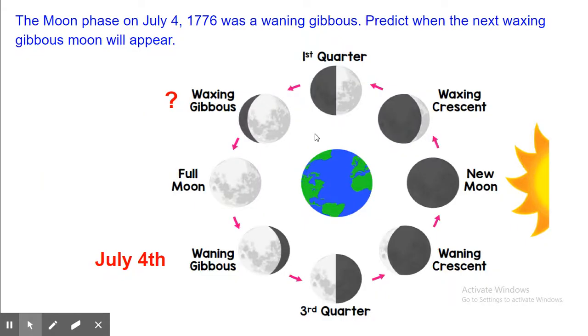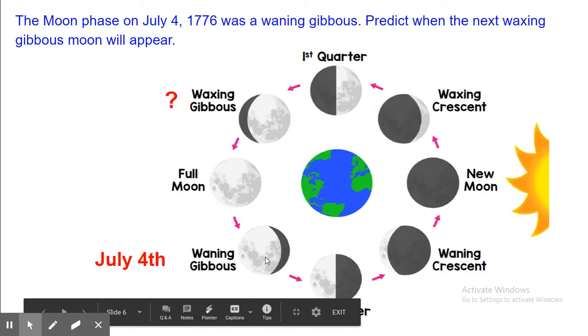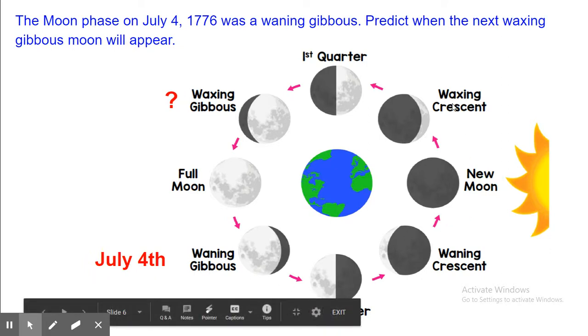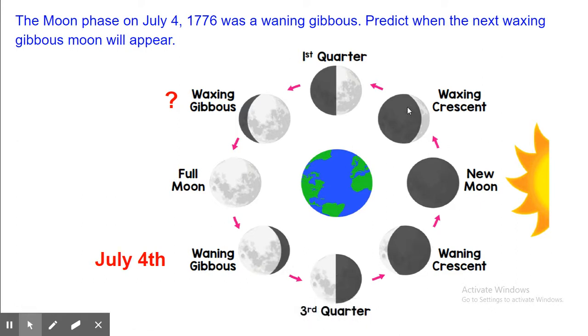So on the next slide, I prepared that brain dump for us. So if we're a waning gibbous and we want to know what day we are going to have a waxing gibbous, you would have to draw this brain dump on your paper, and every 2 moon phases take 7 days. So from here, I'm going to count 1, 2, 7 days, 1, 2, 7 days, 1, 2, 7 days. So 3 times 7 would be 21 days.